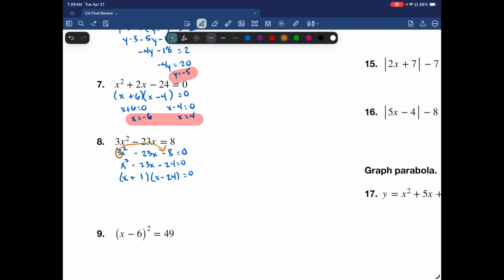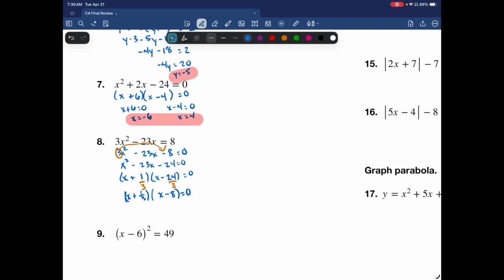Okay, so since part of the AC method is, since I started by multiplying by 3, I have to divide everything by 3 at this point. Some of it will reduce and the denominator will go away. Some of it will simplify, but the denominator will not go away. All right, so I got x plus 1/3. And then this is going to be x minus 8 equals 0.